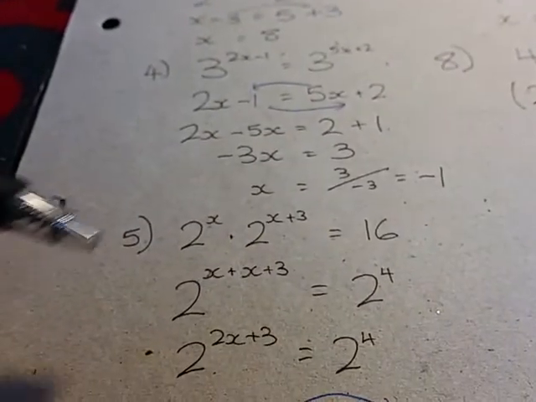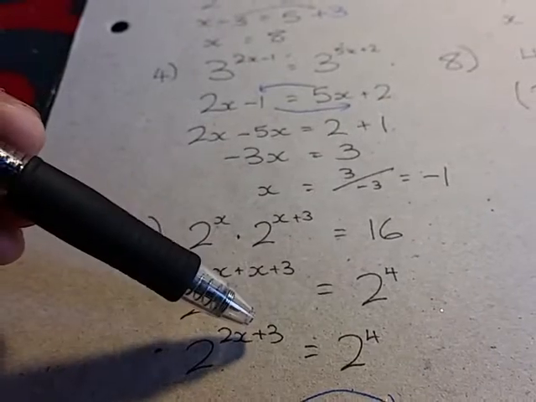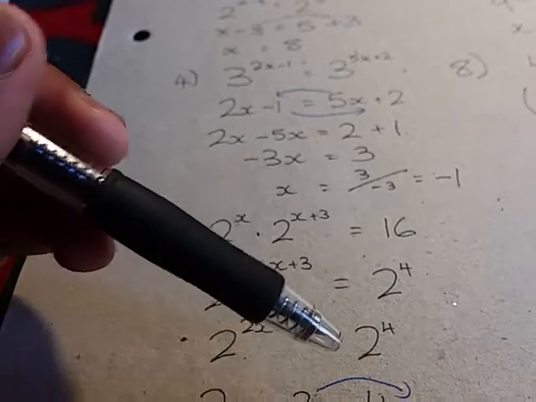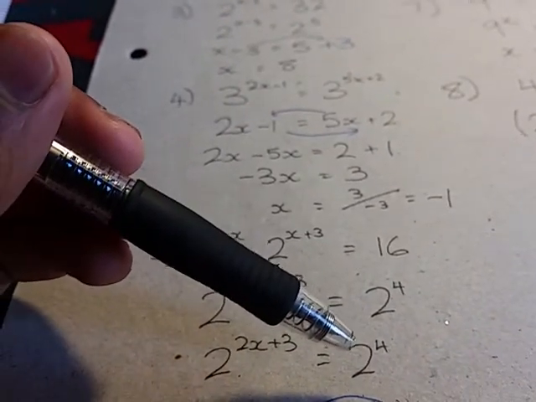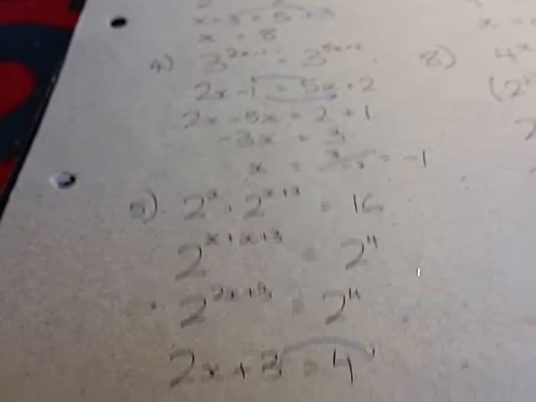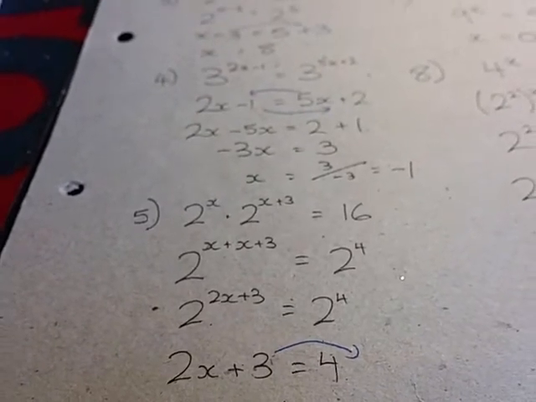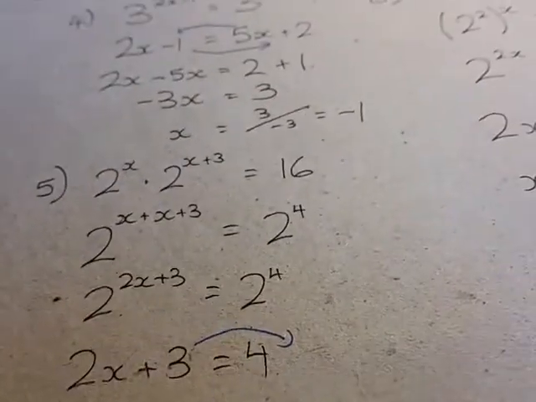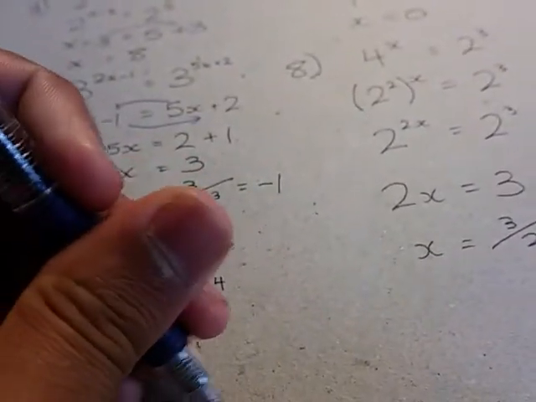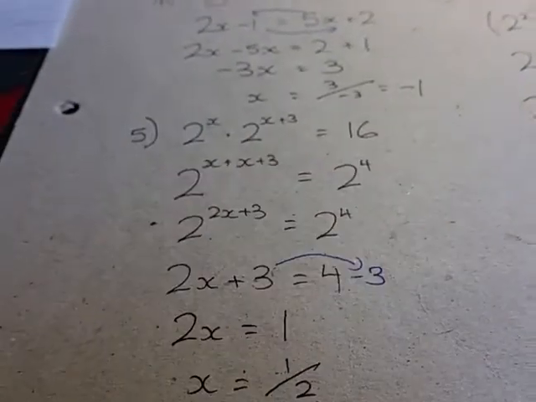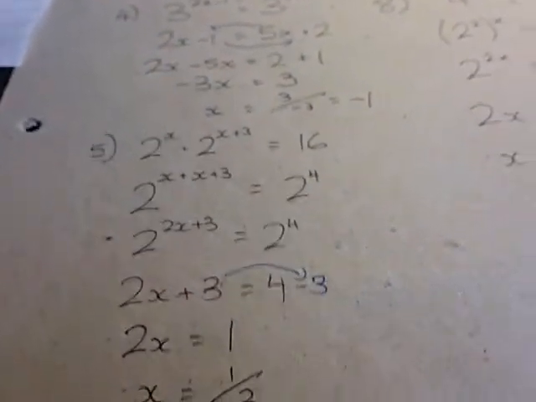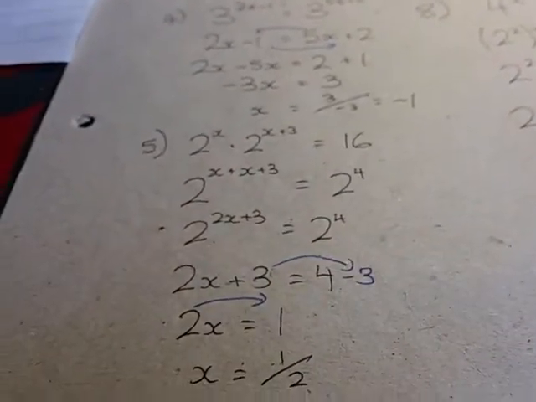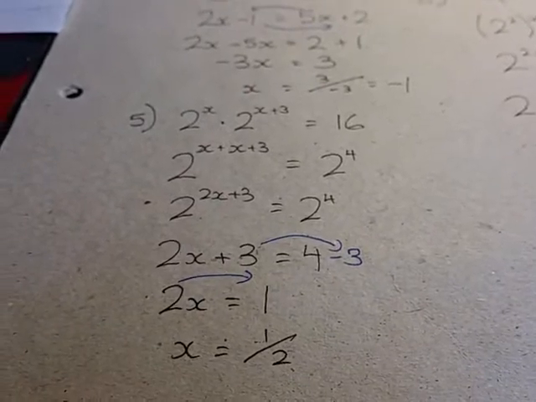So I just tidied that up, by the way. x plus x gives me 2x, so that's 2 to the power of 2x plus 3 equals 2 to the power of 4. So that means 2x plus 3 equals 4. Take the 3 over to the other side, which becomes minus 3. 2x equals 1, and therefore take the 2 over to the other side. Multiplication on one side becomes division, therefore x equals 1 over 2.